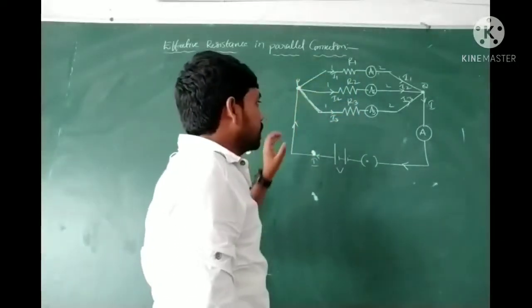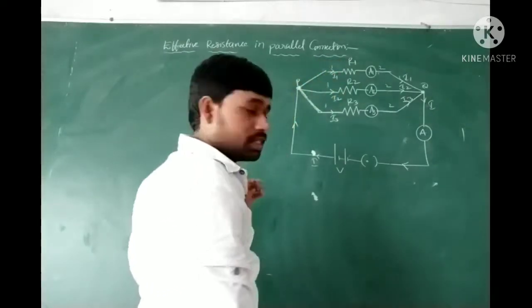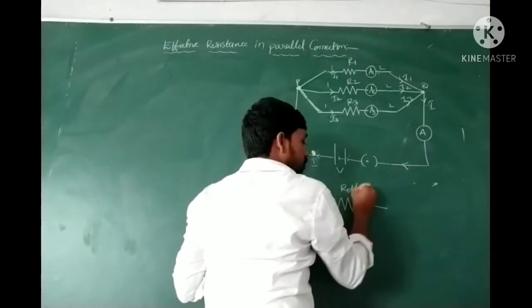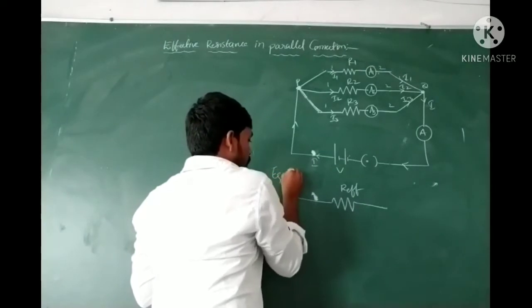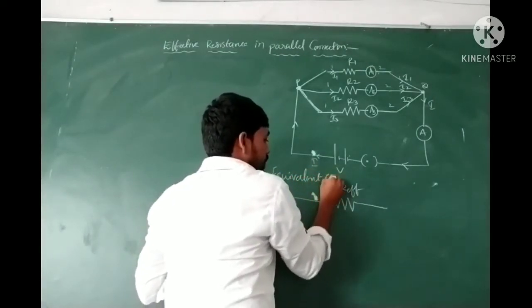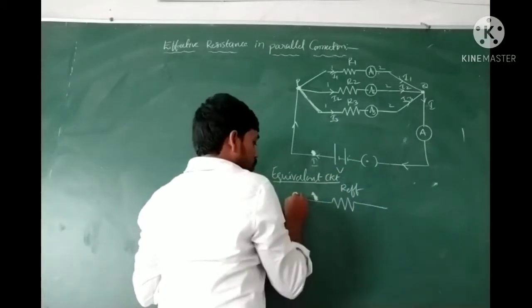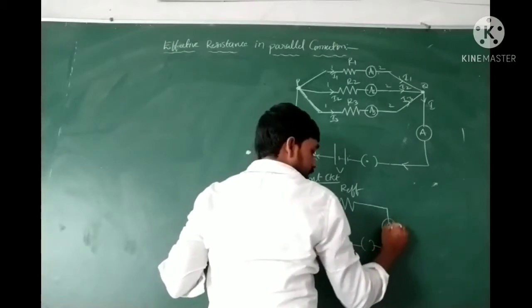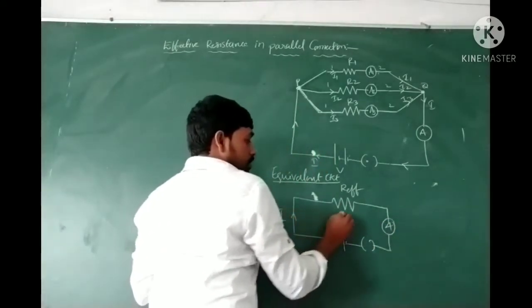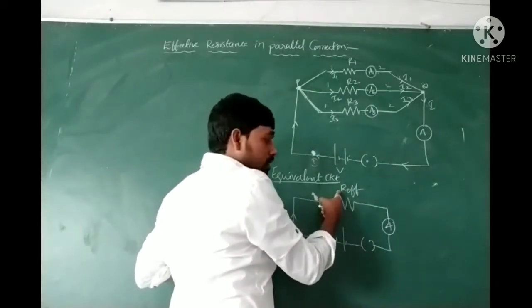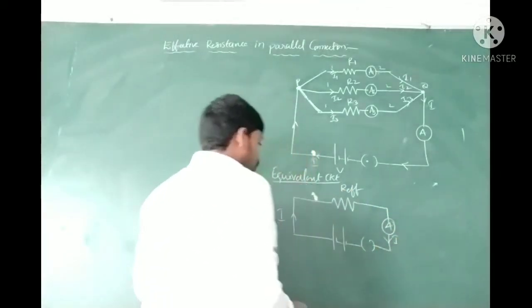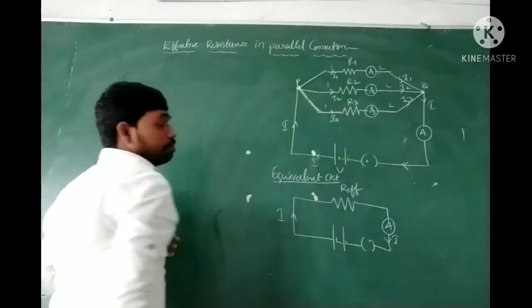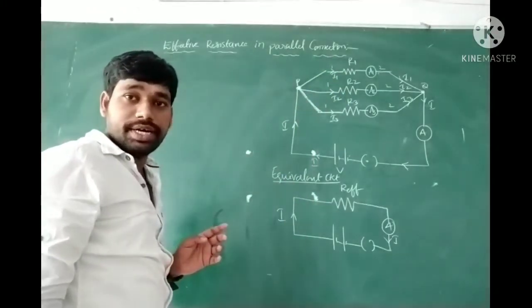In this particular case, the effective resistance of all these resistors is R effective. This is the equivalent circuit for the above parallel connection. Here there is a battery, a switch and an ammeter connected. This ammeter measures the circuit current. This is the effective resistance in parallel connection. The current I is flowing across this, and we can say the current I is divided into three parts: I1, I2 and I3.